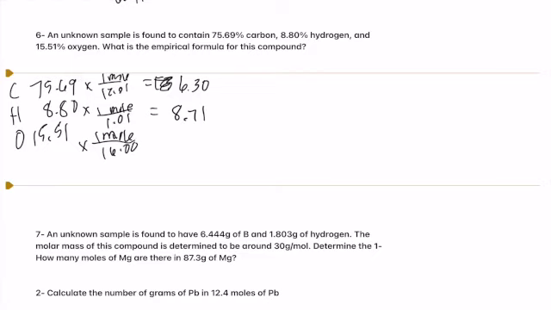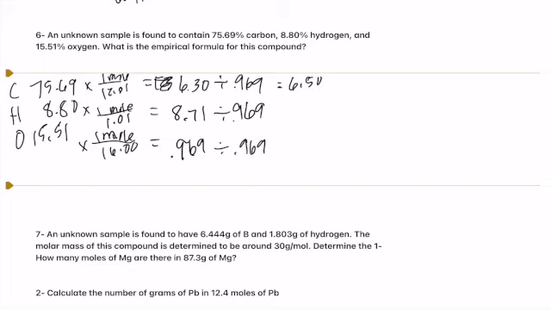Next we get roughly 8.71 moles. And then finally 15.51 divided by 16.00 is 0.9699 moles. So these are ratios here. We're looking for an empirical formula. We divide by the least or smallest number, so 0.969 divided by 0.969. And then we take each of the other two divided by 0.969 as we find our ratios.